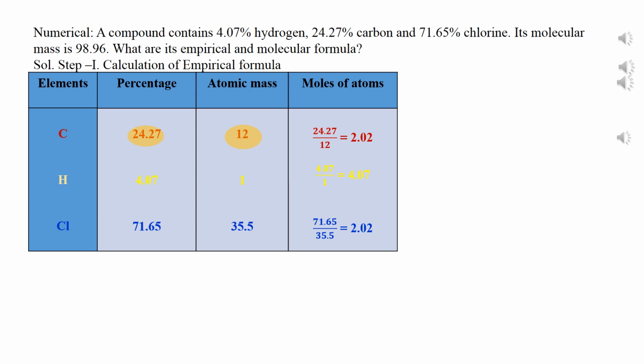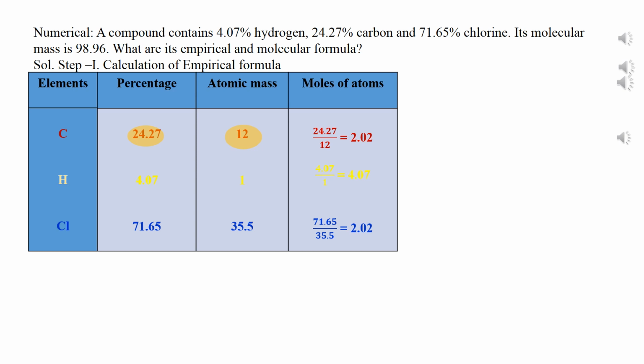In case of hydrogen, 4.07 divided by 1. That comes out to be 4.07. And in case of chlorine, 71.65 divided by 35.5. It comes out to be 2.02.